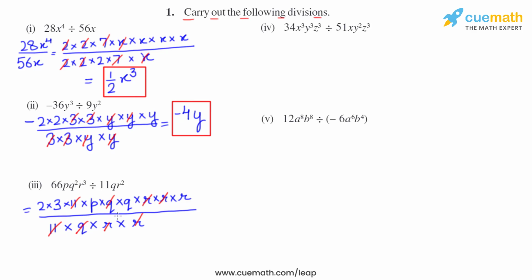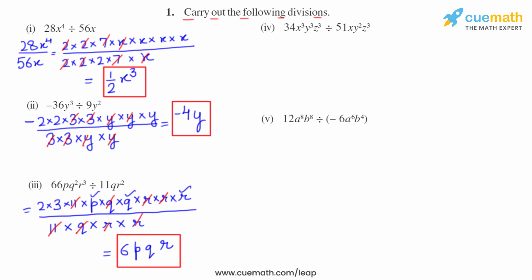Now we are left with, on the top in the numerator, 2 into 3 is 6, and then q and then r. Nothing is left in the denominator, so 6 q, okay, one p is also there, so 6 p q r. So when we divide the third part expression 66 p q square r cube by 11 q r square, we get 6 p q r.